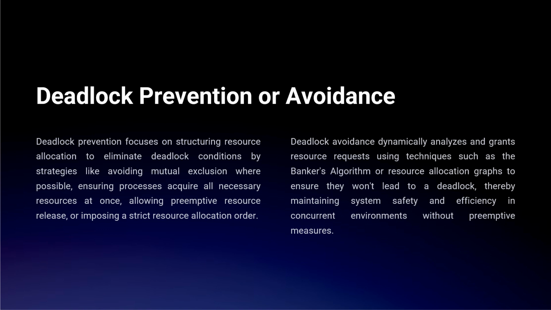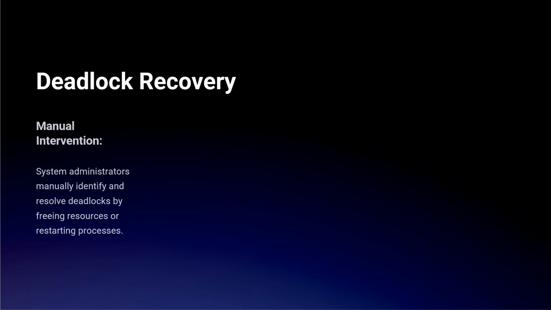By carefully analyzing and controlling how resources are allocated, deadlock avoidance ensures that the system never enters a state where deadlock is possible. If deadlock prevention or avoidance is not applied to the software, then we can handle this by deadlock detection and recovery. There are several deadlock recovery techniques. First, manual intervention. This method involves system administrators manually identifying and resolving deadlocks. They do this by freeing up resources or restarting the processes that are causing the deadlock.